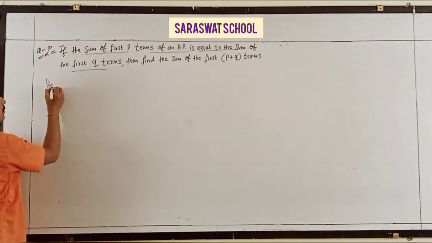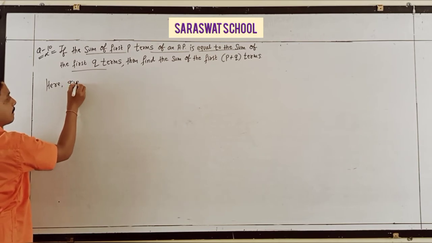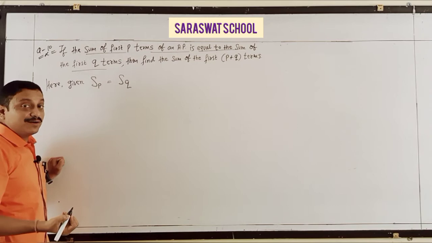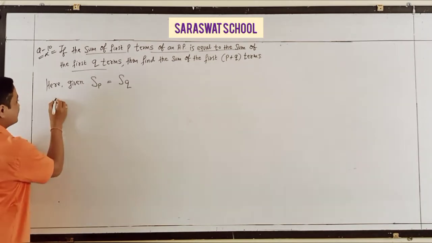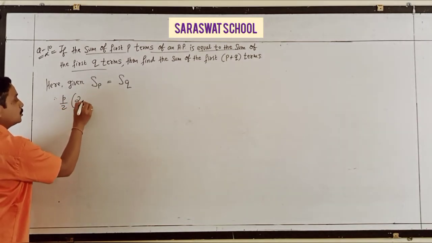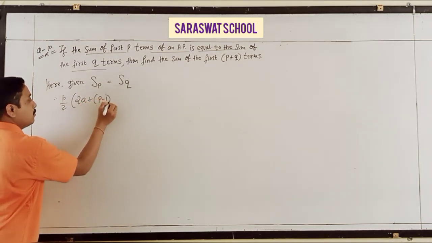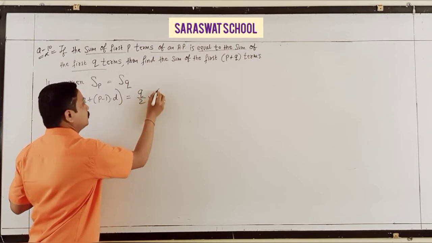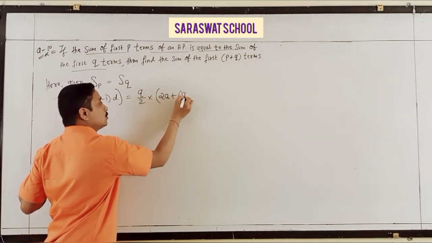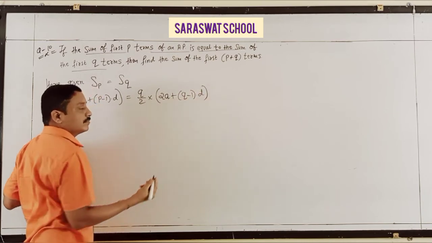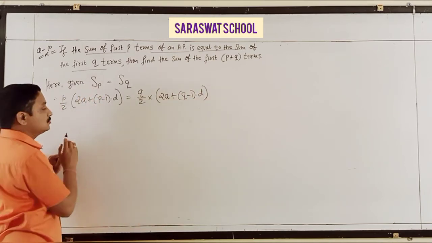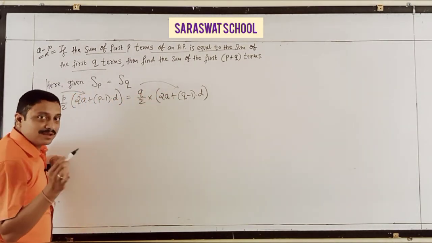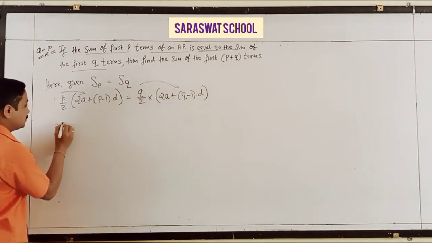It means here given: summation of P is equal to summation of Q. Now apply the summation formula. It is P by 2, 2A plus (P minus 1)D, the same as Q by 2, 2A plus (Q minus 1)D. Students, very easily you cut the 2. And this P I multiply inside, Q also multiply inside. So what do you get? 2AP.